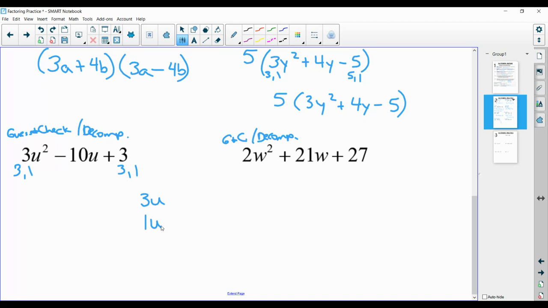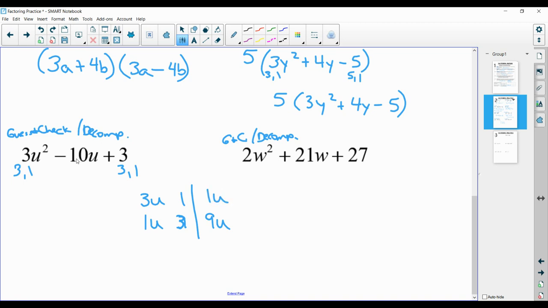So 3u and 1u, 3u and 1. And we want to multiply our 3u and our 3 together, and we want to multiply our 1u and our 1 together. And so we multiply across again. 3u times 3 is 9u, and 1u times 1 is 1u.